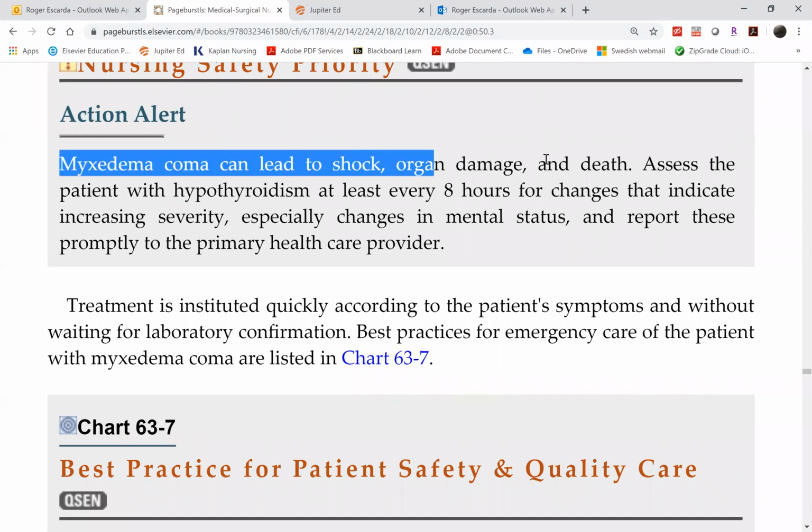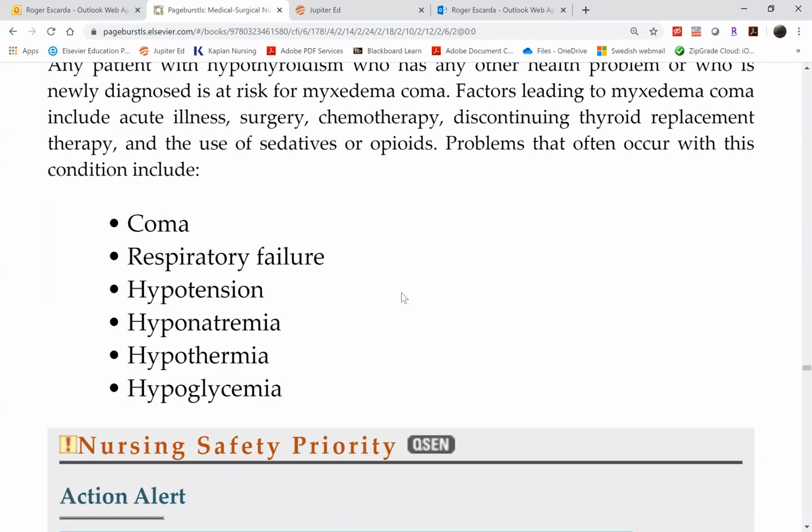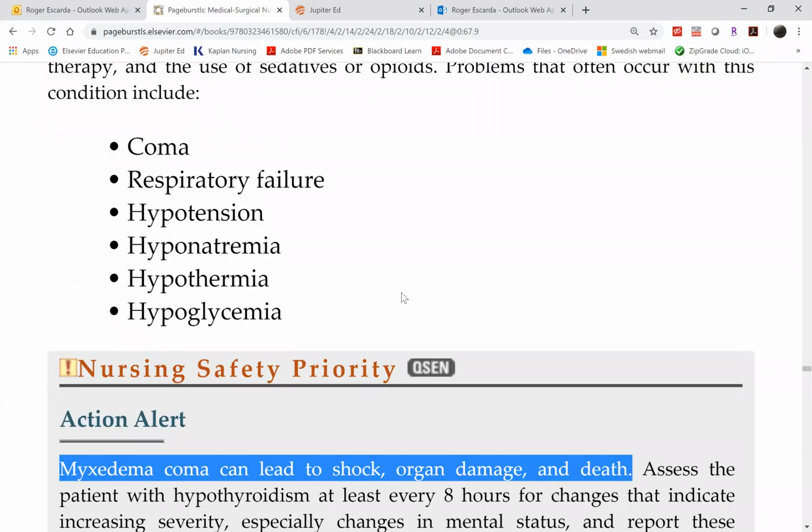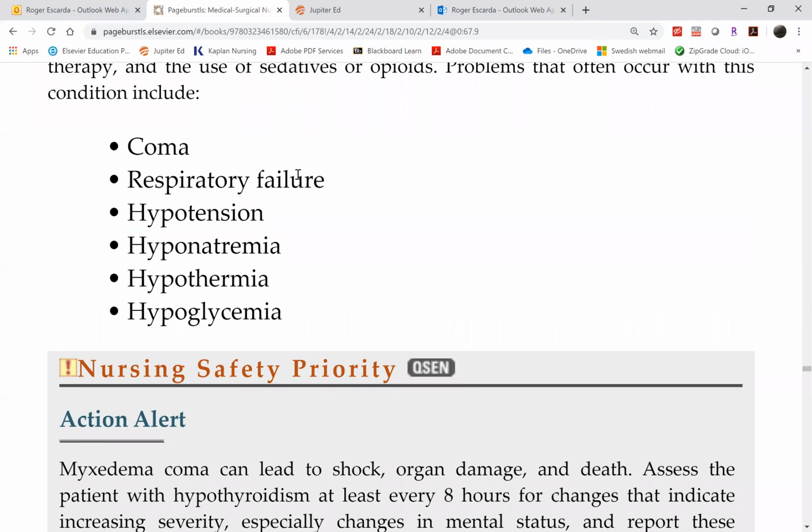I mentioned this already earlier. So on top of your respiratory failure, shock could also result. And we'll discuss more on shock later in week 13. So here's your hypotension here, respiratory failure.